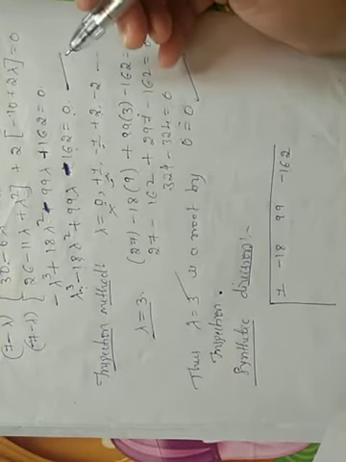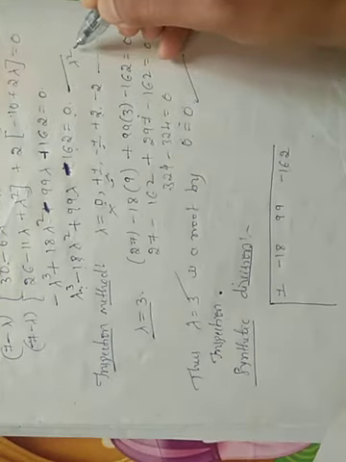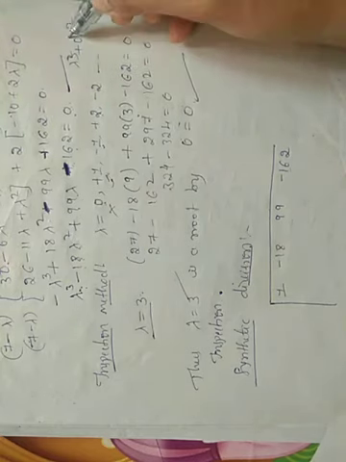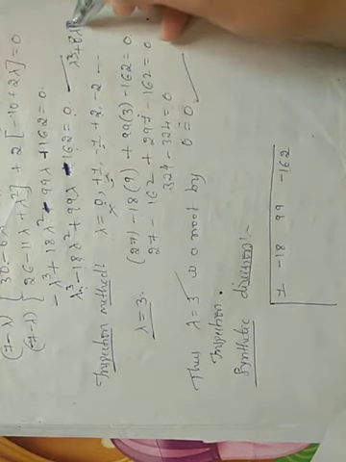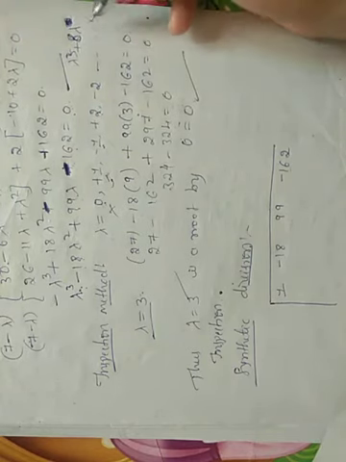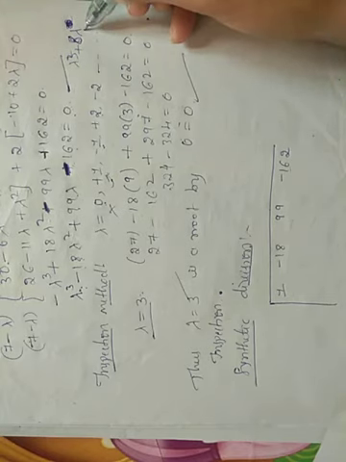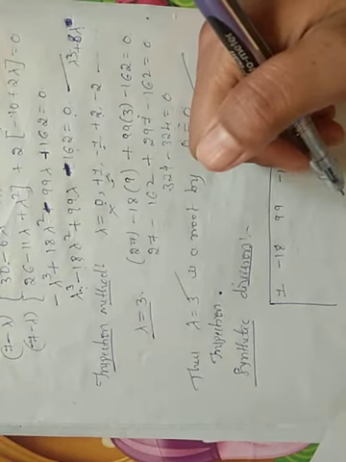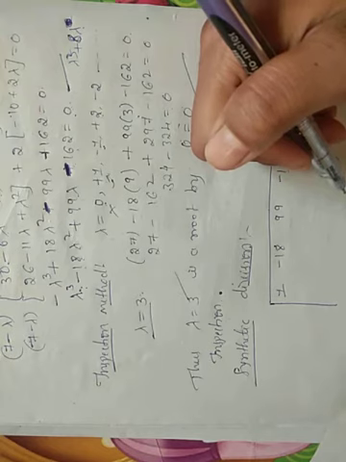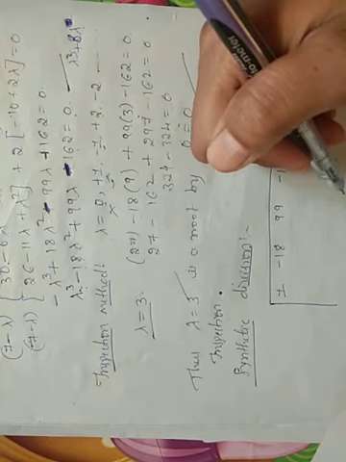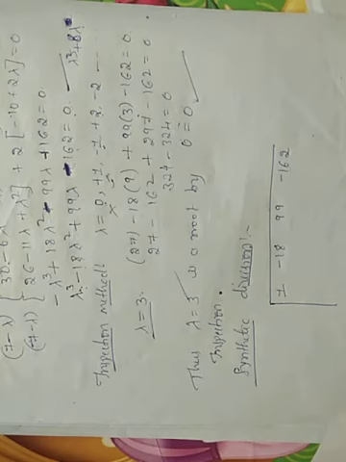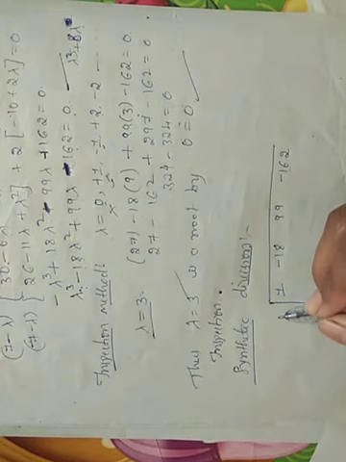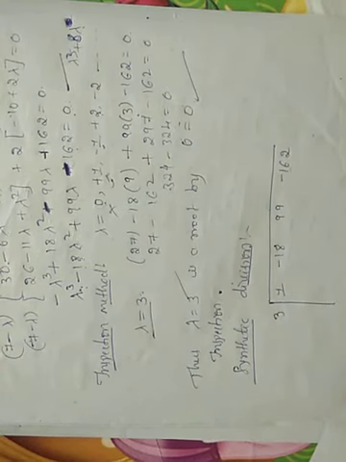Suppose an equation like lambda cube plus 8 lambda, where lambda square is not present. That means the coefficient of lambda square is 0, so in that case you have to take 0 there. Don't leave it out. You must write all the coefficients serially, for the constant, lambda, lambda square and lambda cube. If there is no term present, then you have to take a 0.